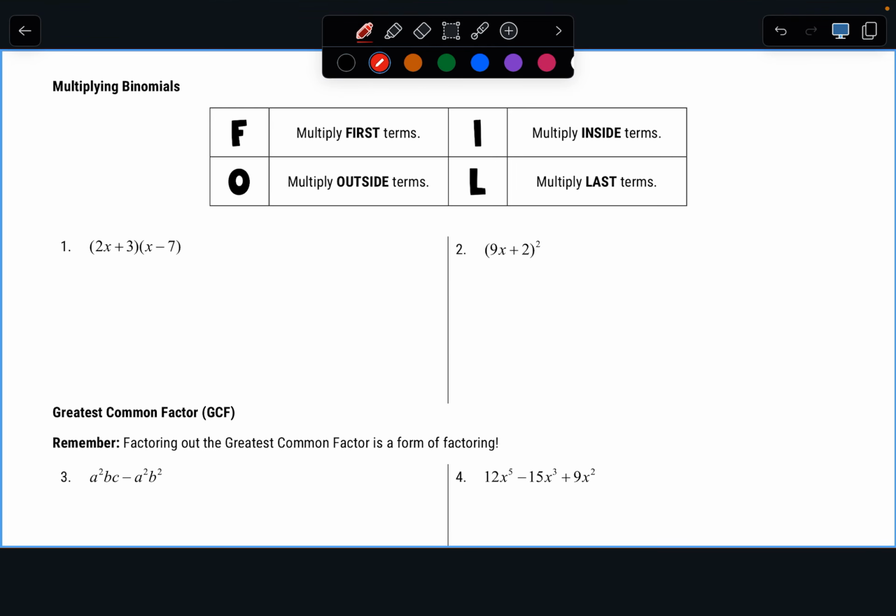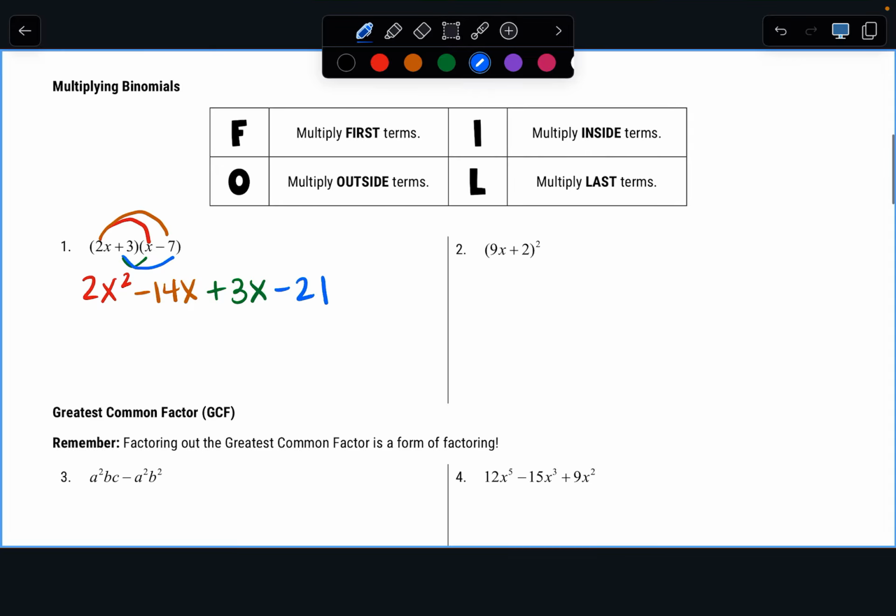Every single term is getting multiplied by the others. So 2x times x is going to give me 2x squared. 2x times negative 7 is going to give me negative 14x. So that's the first terms and the outside terms. Inside terms, 3 times x is 3x. And the last terms, 3 times negative 7 is negative 21.